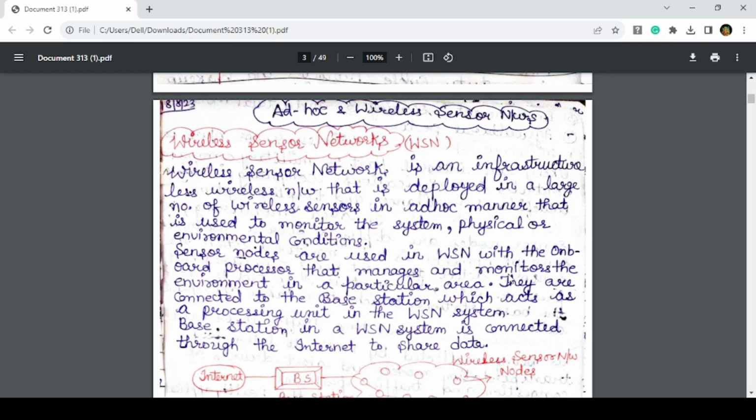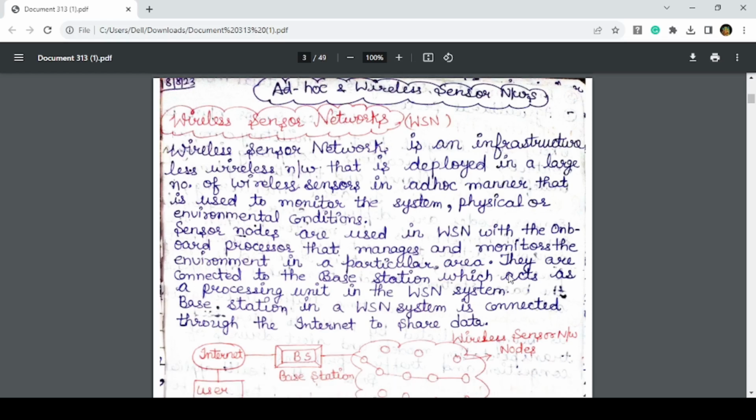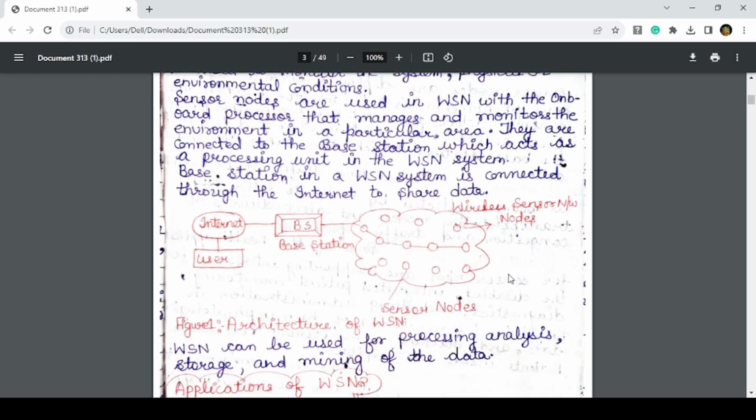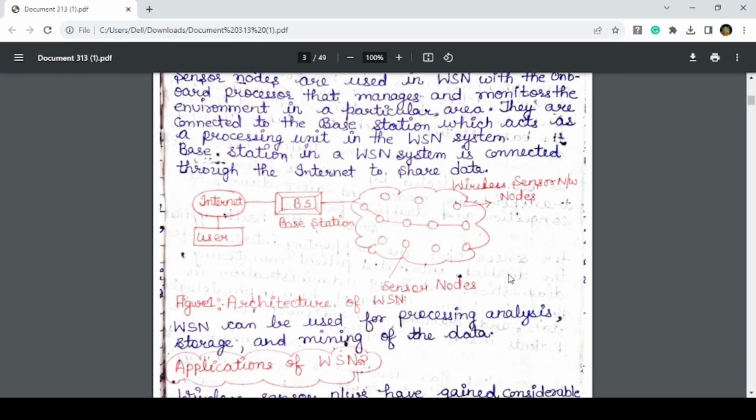Wireless sensor networks use sensor nodes with on-board processors for managing and monitoring the environment in a particular area. They are connected to a base station which acts as a processing unit in the wireless sensor network system. The base station is connected through the internet for sharing the data. You can see the architecture of a wireless sensor network.